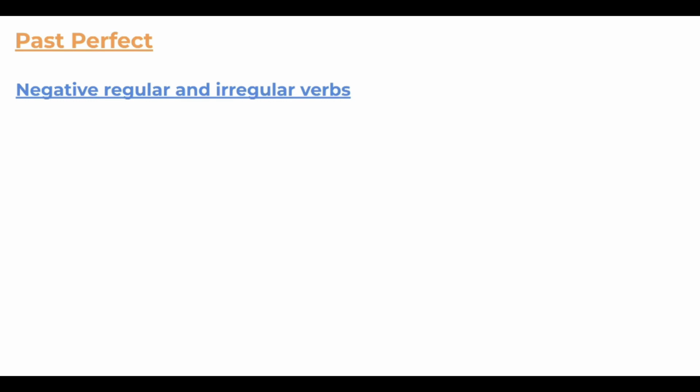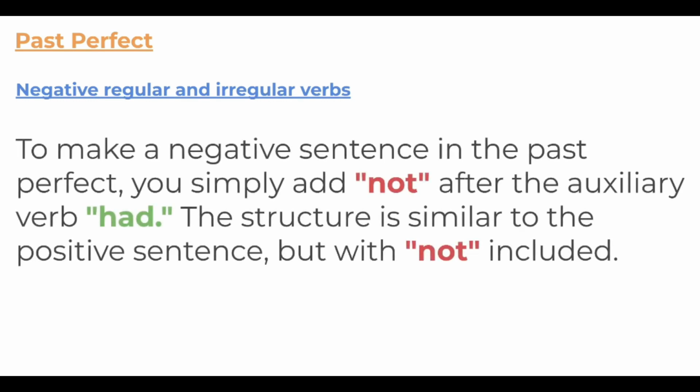Okay, so negative, regular and irregular verbs. Well, to make a negative sentence in the past perfect, you add not after had. It's exactly the same as the affirmative sentence, but of course that sentence doesn't have not in. So these negative sentences are fairly easy to remember. And it's important to note here that this is the same for irregular verbs as well. So you just add that not after the had, and you'll be able to make your negatives.